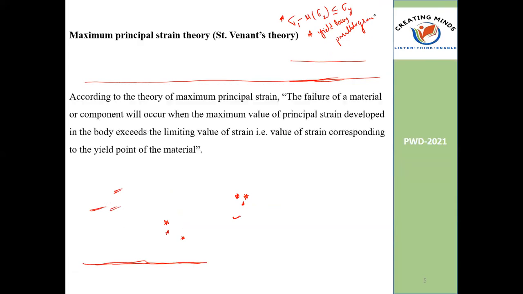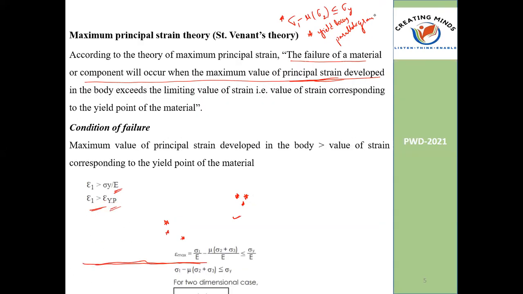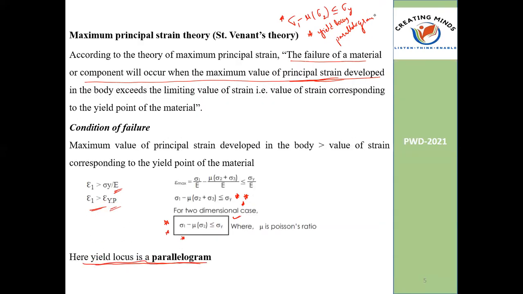For the next one, keep these 3 points. What are these 3 points? The condition: sigma 1 minus mu times of sigma 2 less than or equal to sigma y; the yield locus is a parallelogram; and it is applicable for ductile materials. So any doubts? No, sir. Okay.